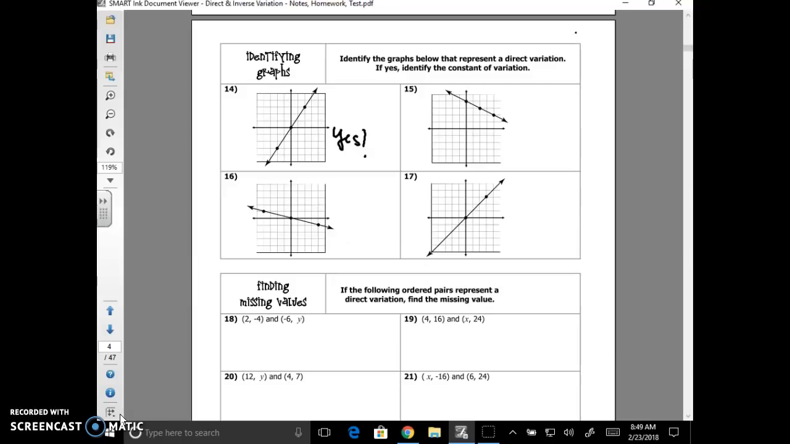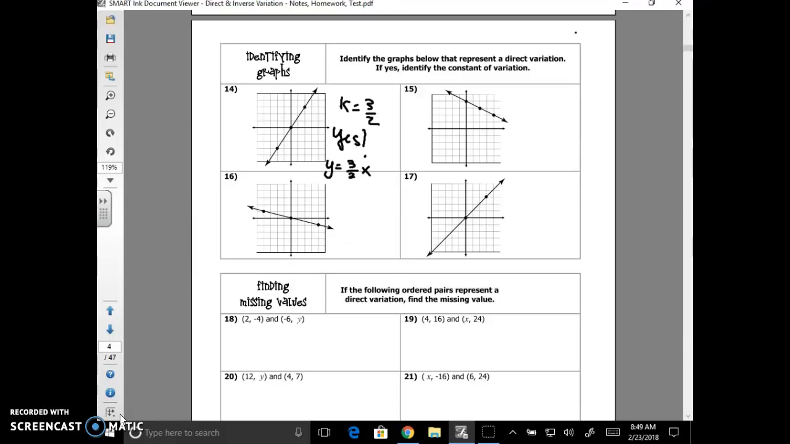Let's find k. So remember, we're going to say rise and run. So we're going to go 1, 2, 3, 1, 2. So k equals 3 over 2. Okay? And let's write it as an equation so we get used to it. y equals 3 over 2x.